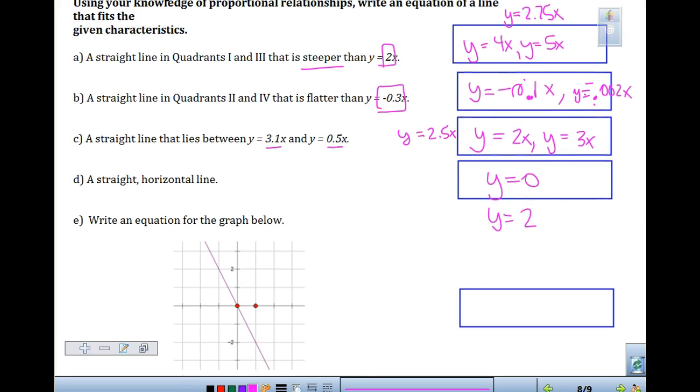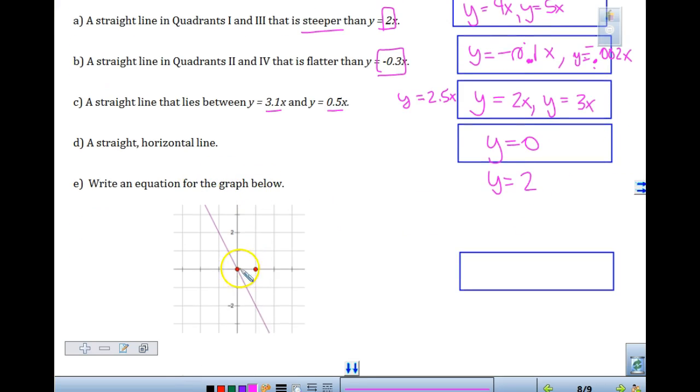So now it says for this last one, write an equation for this line down here. So you're looking at this point. Is it a positive or negative slope? It is a definite negative slope, right? It went down. How far are we going down before we go over 1 unit? Down 2, over 1, so negative 2x.